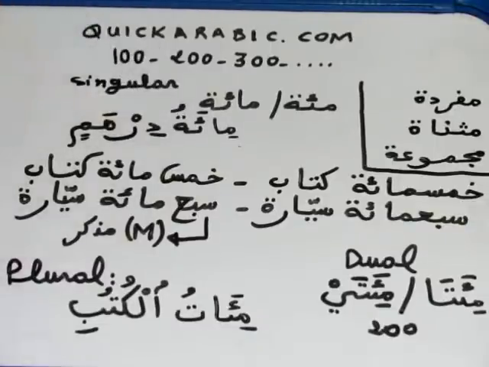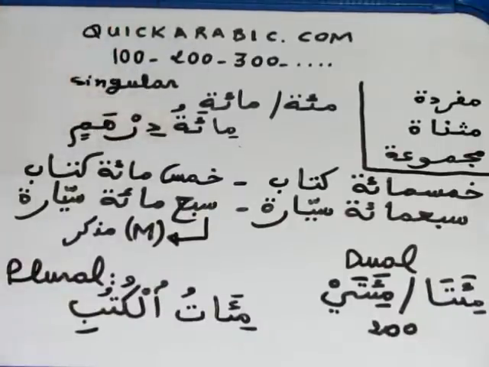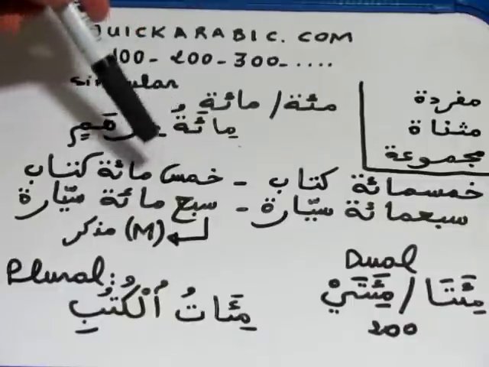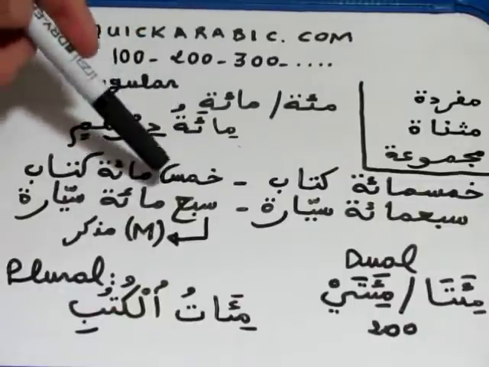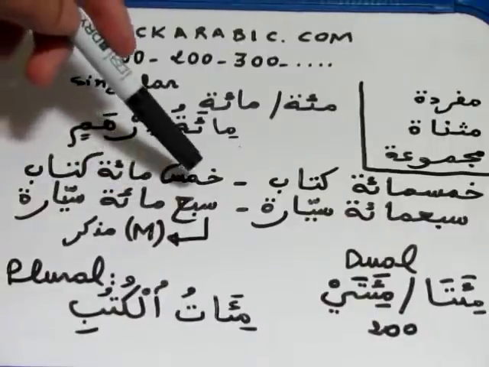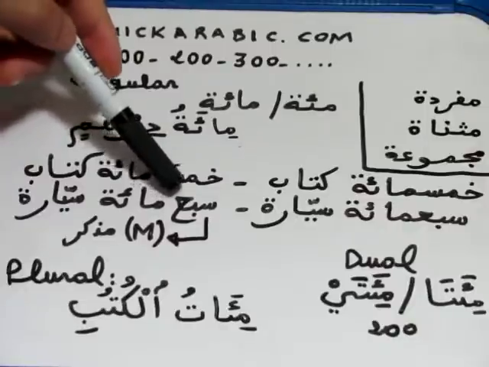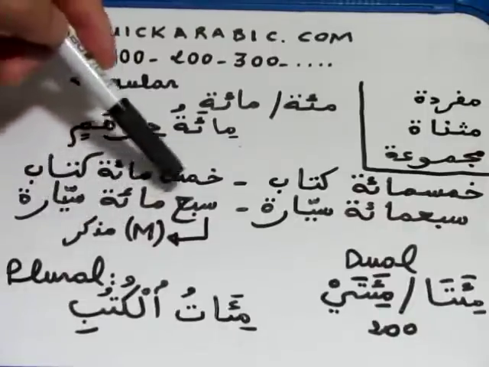For numbers from 300 to 900, we should write the number before mi'a to describe how many hundreds we have. Like khamsu mi'atin is 500, sab'u mi'atin is 700. Always the number that describes how many hundreds we have is written masculine, مذكر, masculine.